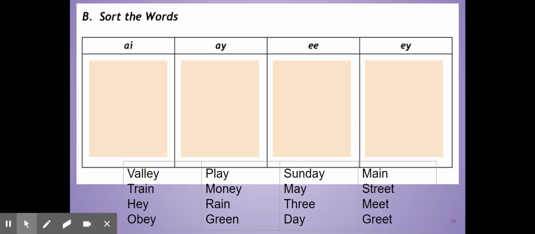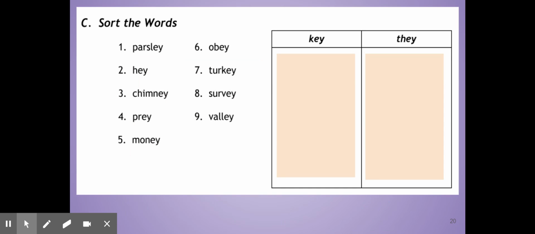So to make the long A or the long E sound, we have AI and AY. Those are the A sound digraphs. And we have EE and EY. And EE always makes a long E, but EY can actually make a long E or a long A sound. So we're going to talk about that, look at some example words and classify them, because key is a long E and they is a long A, right?